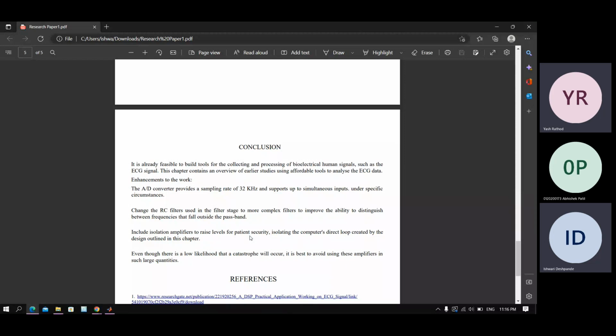Change the RC filters used in the filter stage to more complex filters to improve the ability to distinguish between the frequencies that fall outside the passband. Include an isolated amplifier to raise the level of patient security, isolating the computer from the direct loop created by the design outlined in this chapter. Even though there is a low likelihood that a catastrophe will occur, it is best to avoid using these amplifiers in such a large quantity.